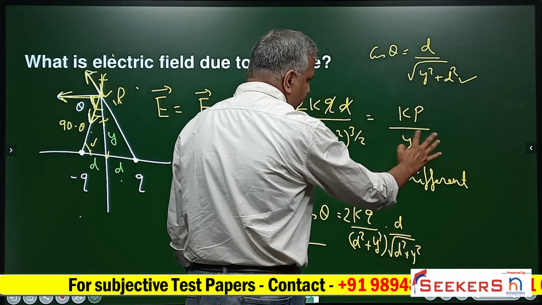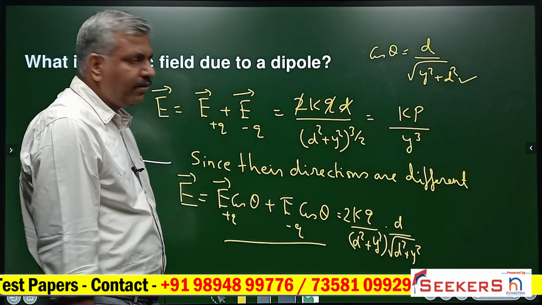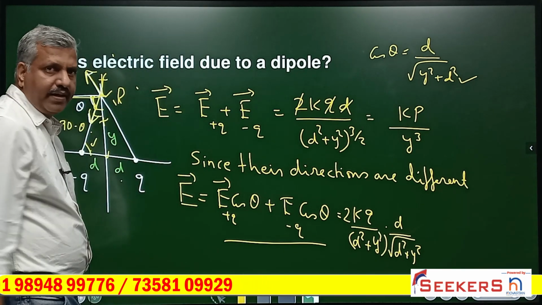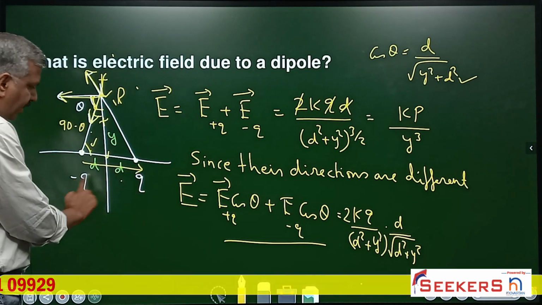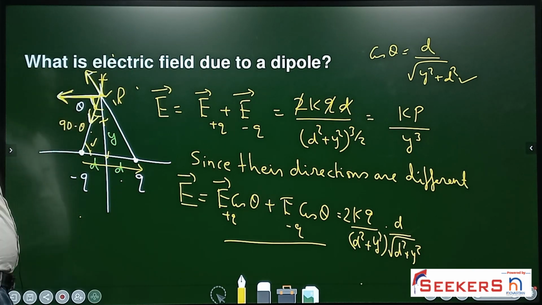So it will become y cubed. So that is the electric field. Now electric field is a vector quantity. So if electric field is a vector quantity, it should have a direction. Already we are telling that direction of the dipole is from the negative charge towards the positive. But here the electric field is in the opposite direction.